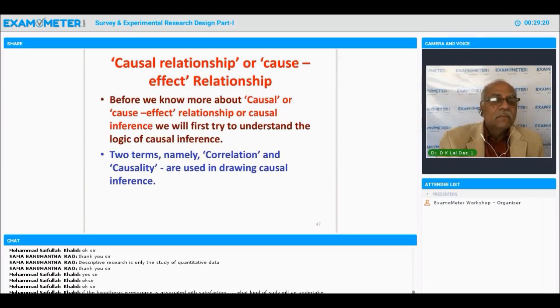Now, two terms, namely correlation and causality. Sorry, sir, one more question. Do we formulate hypotheses in explanatory research also? Yes, we have to formulate. Two terms, namely correlation and causality, are used in drawing causal inference. So we'll try to understand this very clearly.